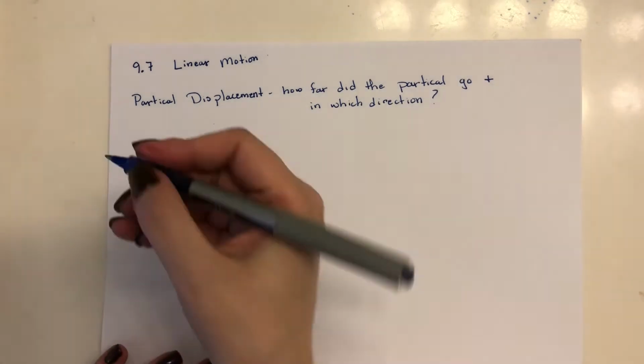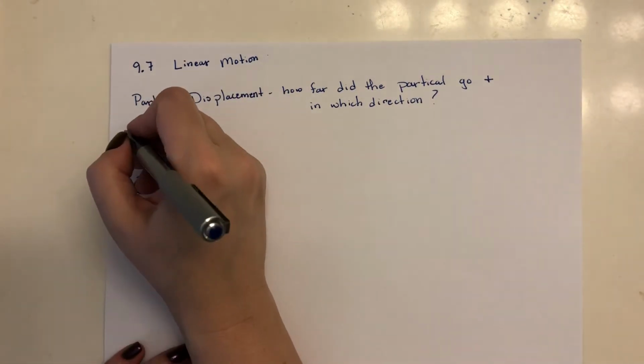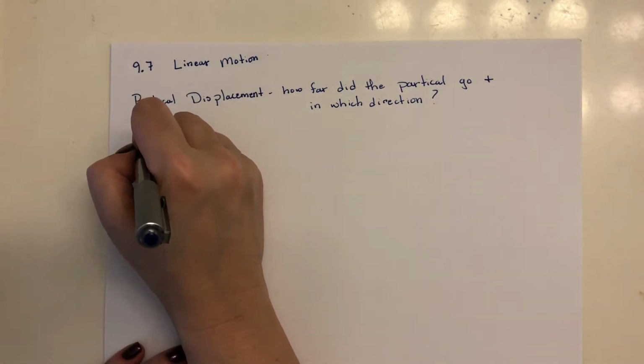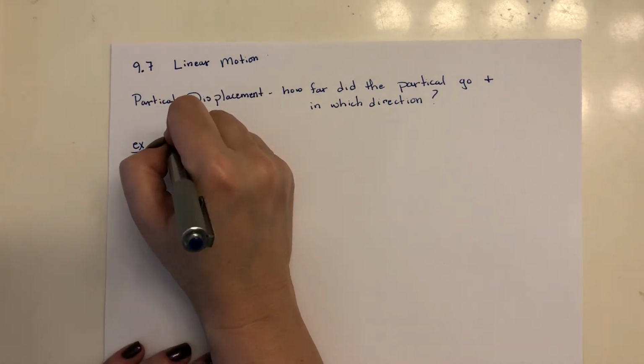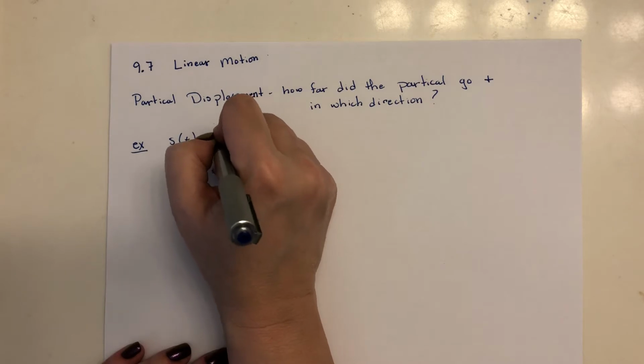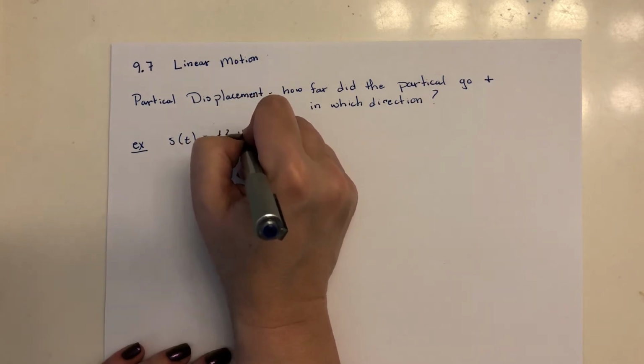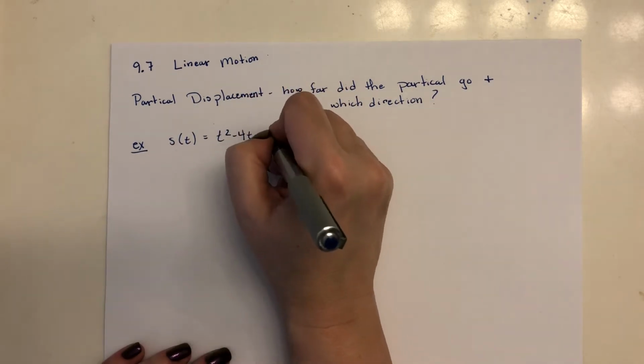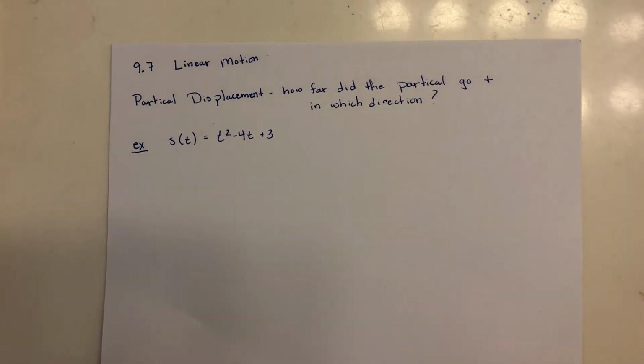So let's take a look at our first example that we have in the textbook, and let's walk through that a little bit and try and explain what is going on with particle displacement. So here's our first problem. That is our position function for our particle. The first thing I need to figure out is where does my particle stop, so I'll know which way it's going.